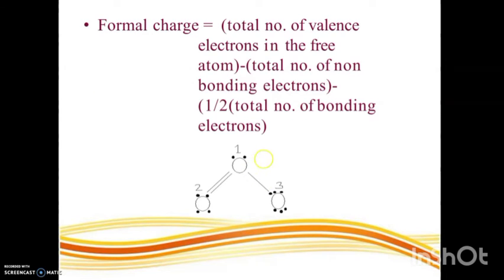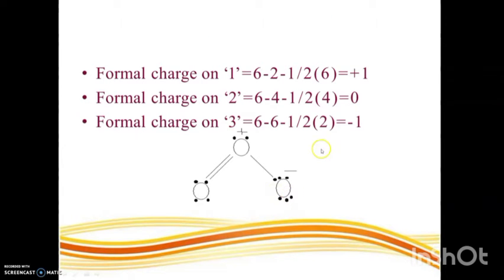Then let's check the third oxygen. Valence electrons are 6, bonding electrons are 2, and non-bonding electrons are 1, 2, 3, 4, 5, 6. If we calculate, we can see that its charge is -1. This is the method to calculate the formal charge. Let's see some more examples and methods of finding formal charge.